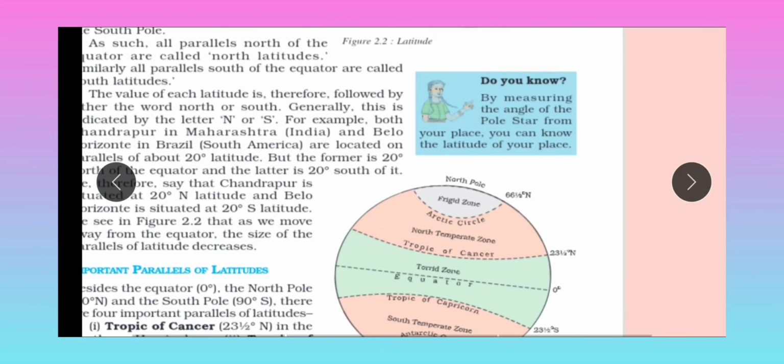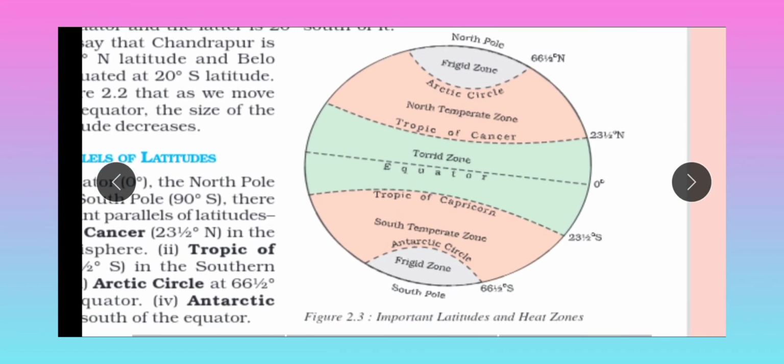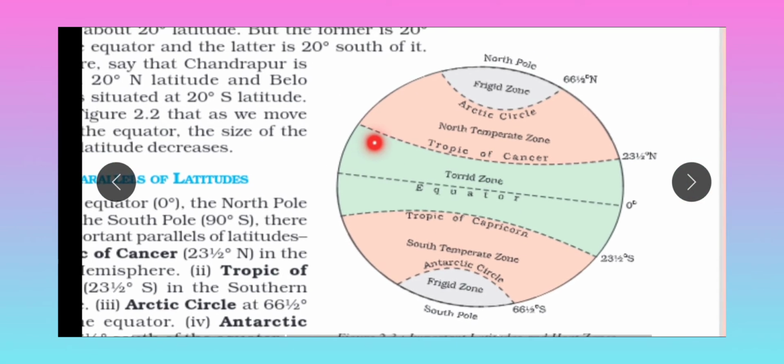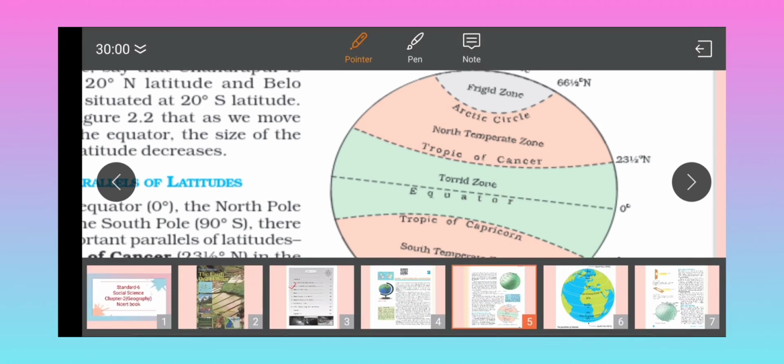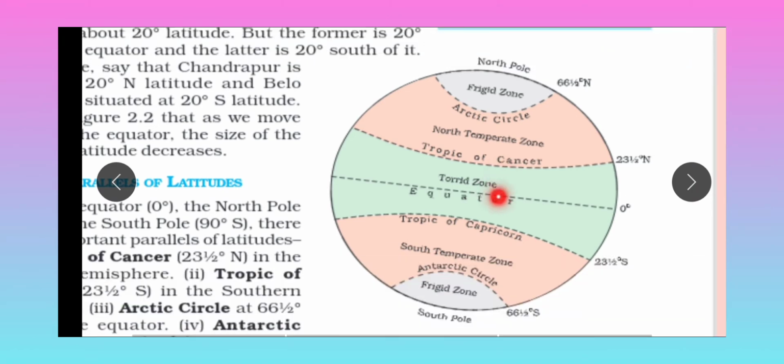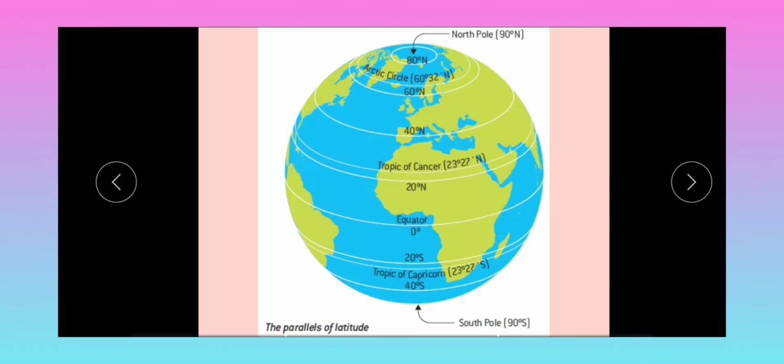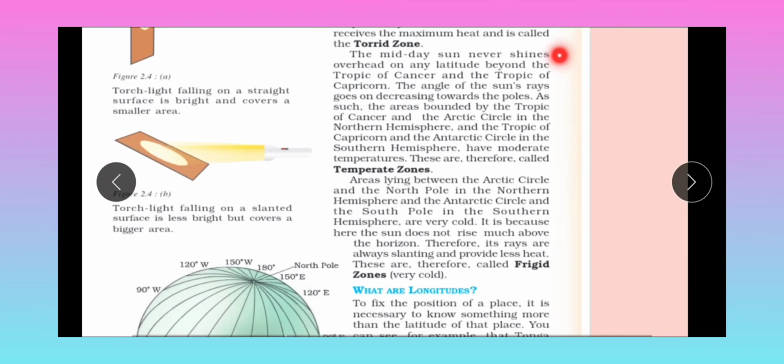This one is the torrid zone, because in this green part, near the equator, whatever the places are, receive maximum heat, and that is called the torrid zone. These places get maximum heat during the year, okay. So we will see more about the torrid zone.